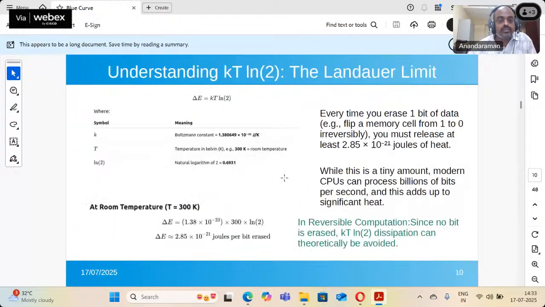So k is the Boltzmann constant, T is the temperature in Kelvin, room temperature, logarithm. In irreversible computing, every time you erase one bit of data, a flip of a memory cell from 1 to 0, you release at least this much heat. This is a tiny amount, but a modern CPU can process billions of bits per second, and this adds up to significant heat. In reversible computation, since no bit is erased, the kT log n dissipation can theoretically be avoided.